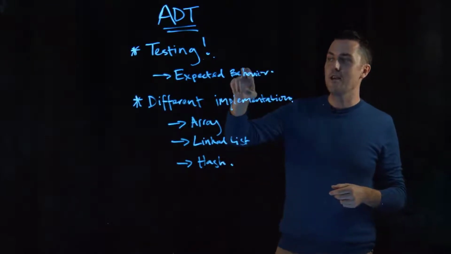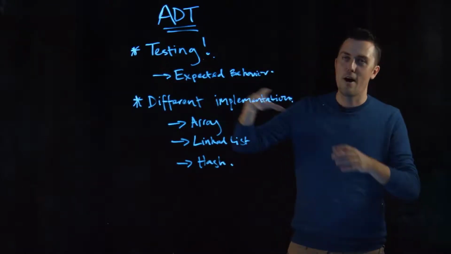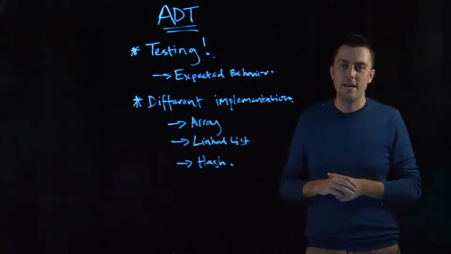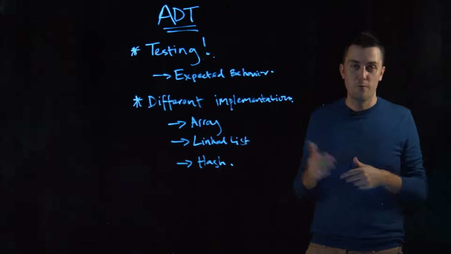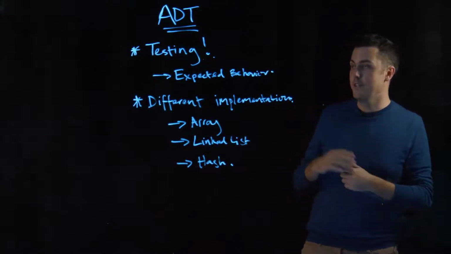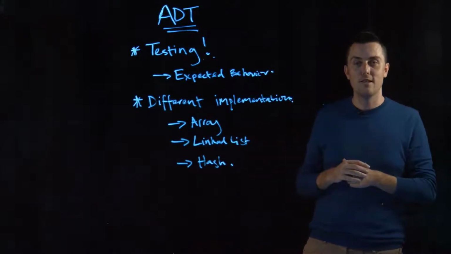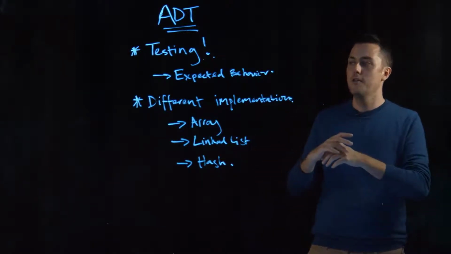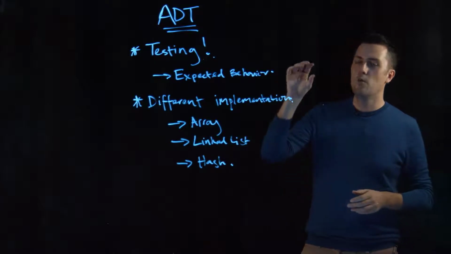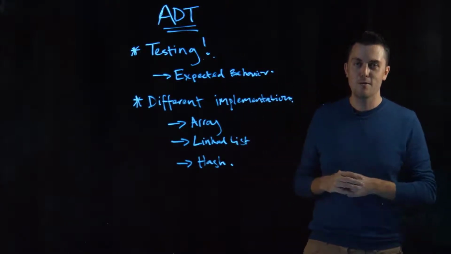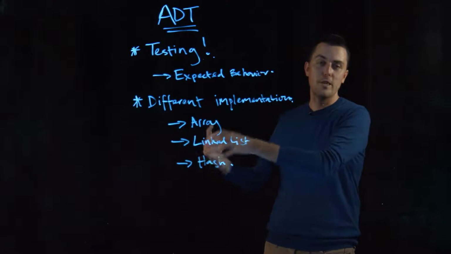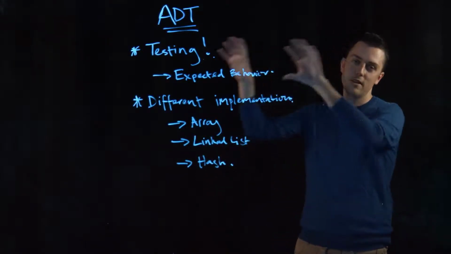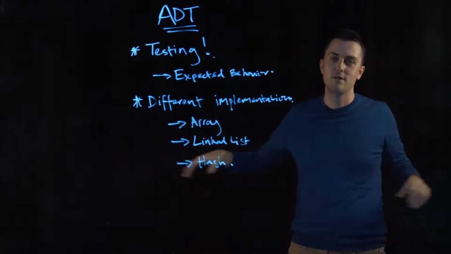I start by thinking about testing, and I write some general test cases in terms of the expected behaviors of our ADT. So, for example, in a set, if I wanted to add an item, I want to make sure that that item is in the set. As long as that behavior is being adhered to, the implementation doesn't matter. So, write the tests with the expected behavior. That allows you to then fiddle with your implementation and make sure it's still consistent all the time. So one set of tests, potentially multiple implementations, it doesn't matter.